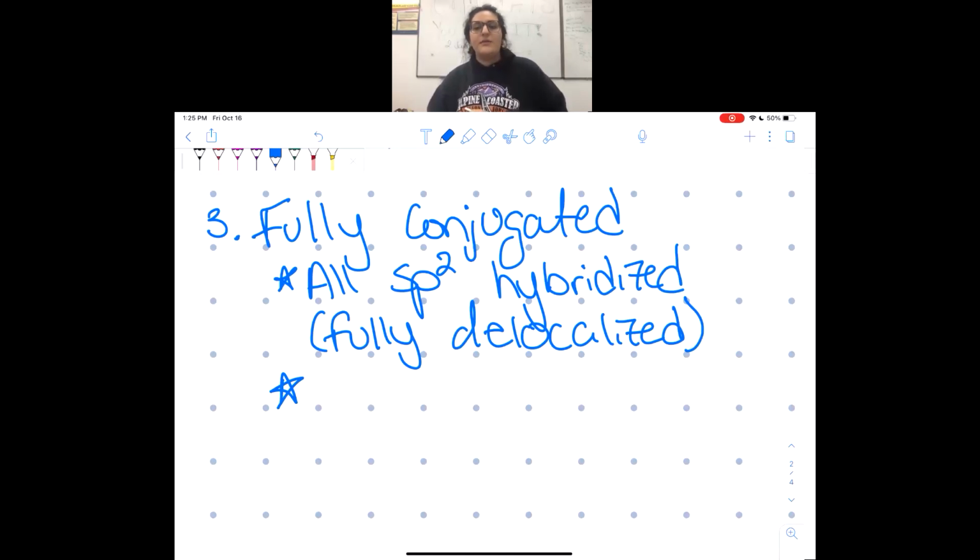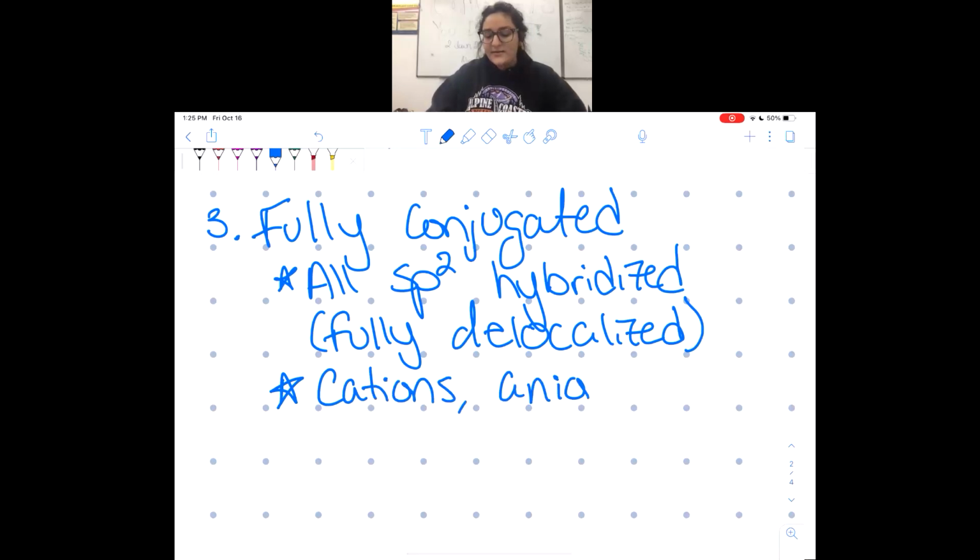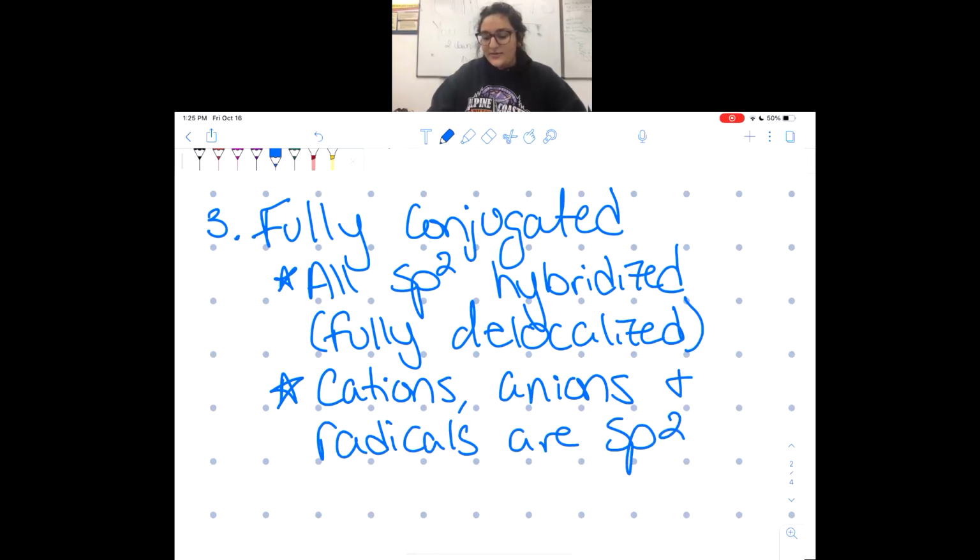Adjacent to a double bond, but yes, but more specifically, what were the 3 conditions? Cations, radicals, and anions. Exactly. So cations, anions, and radicals are sp2. So remember that they are sp2.